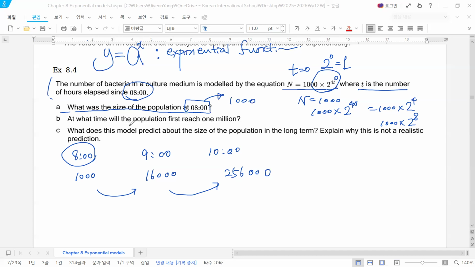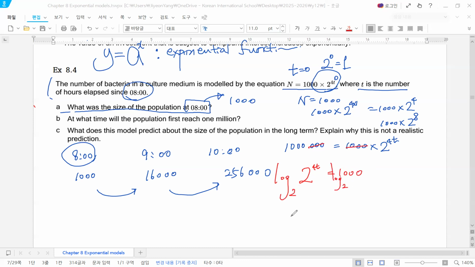At what time will the population first reach 1 million? So n equals 1 million, which equals 1,000 times 2 to the power of 4t. You need to solve this equation. Cancel 1,000 first. So 2 to the power of 4t equals 1,000. And then I'm going to use a logarithm. What log base do you want to use? Log base 2. Very good. So put log base 2 on each side, students.